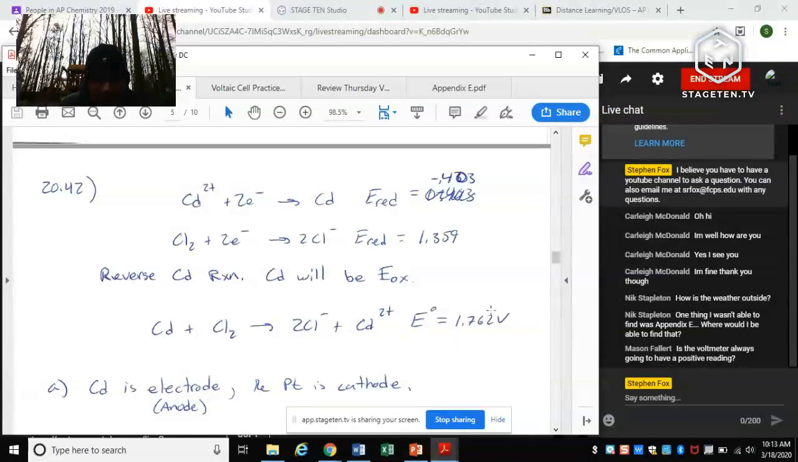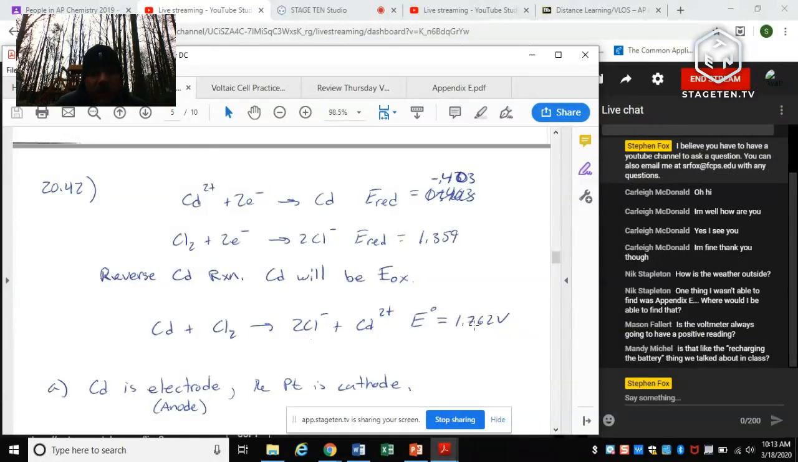If I had a solution that contained chloride ions and cadmium ions, I could zap it with some electricity, and as long as that electricity is greater than that voltage, then we could cause that reaction to go in reverse. Okay, but how do you know which one to flip? You flip the lowest one, so that you ensure that when you add the two together, E-ox plus E-red, you end up with a positive value. Okay.